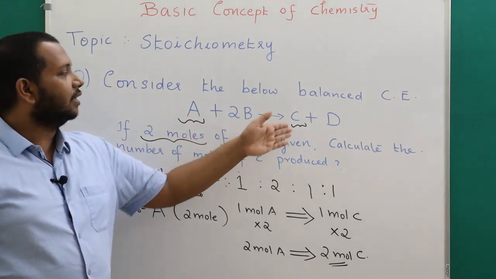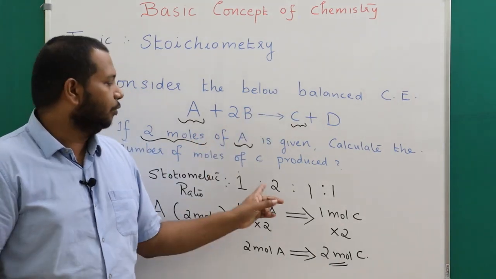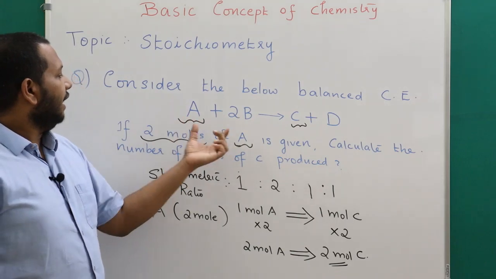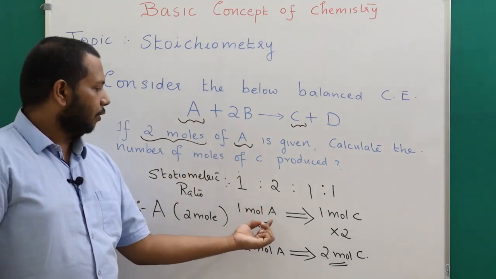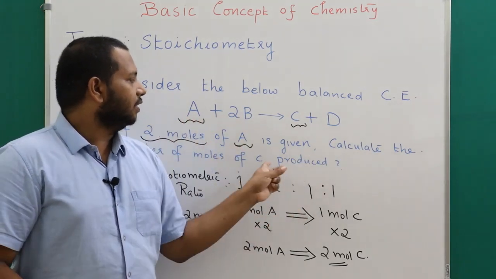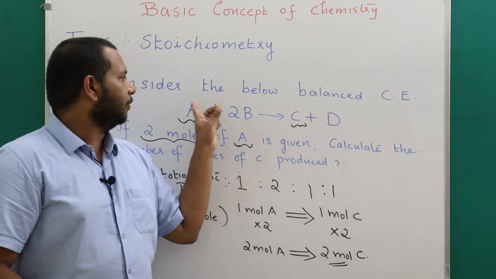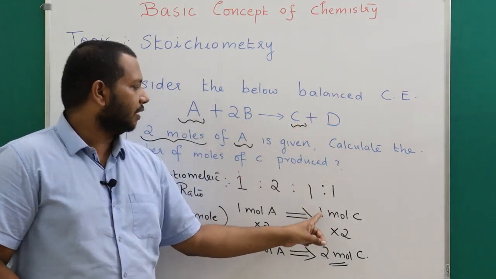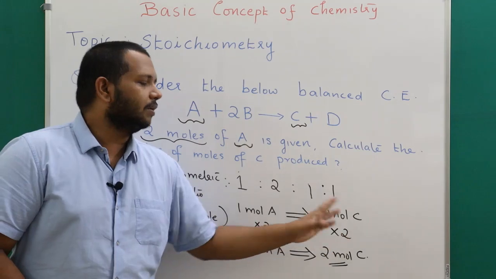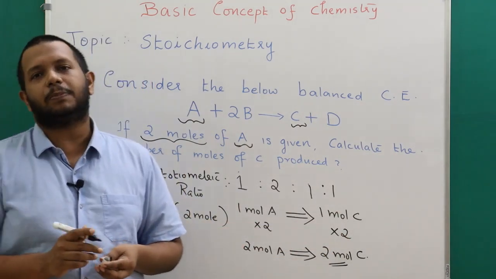And suppose they are asking how many moles of D is produced, means how you will do this? Again, A is given. So I will write 1 mole of A gives. Now with the D they are asking, means I know 1 mole of A can give 1 mole of D. So I will write 1 mole D. So again multiplying by 2, the answer will be 2 mole of D will be produced.